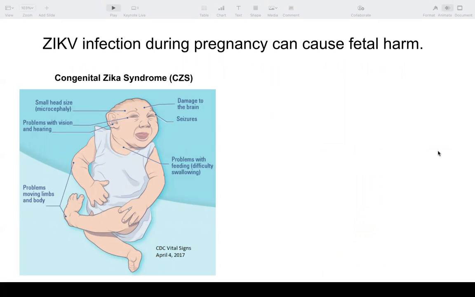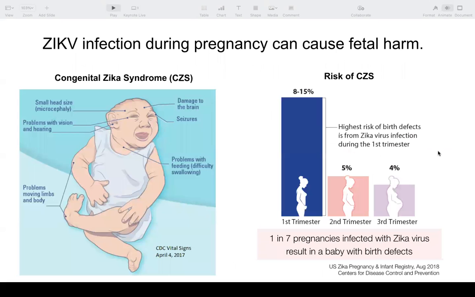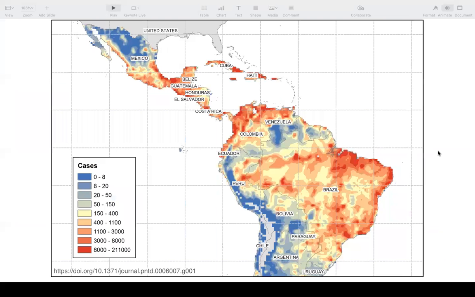These symptoms, such as microcephaly or small head size, brain and mobility defects, and developmental delays, are collectively known as congenital Zika syndrome, or CZS. The risk of CZS varies by the time of infection during pregnancy. People infected during the first trimester have the highest risk of these abnormalities, but there is a risk in every trimester. In all, it's estimated that about 1 in 7 pregnancies infected with Zika virus result in a baby with birth defects. But this rate was not uniform across all regions.